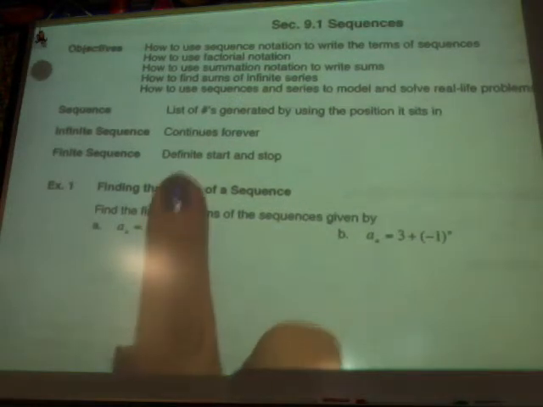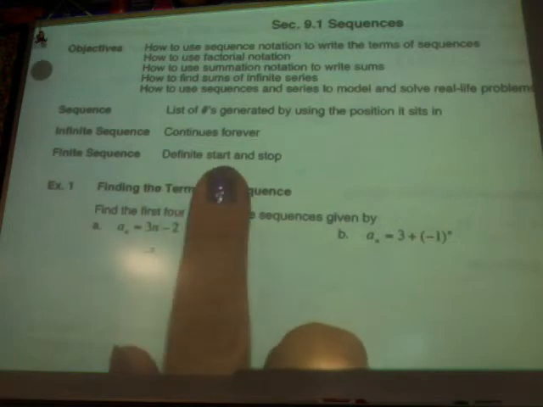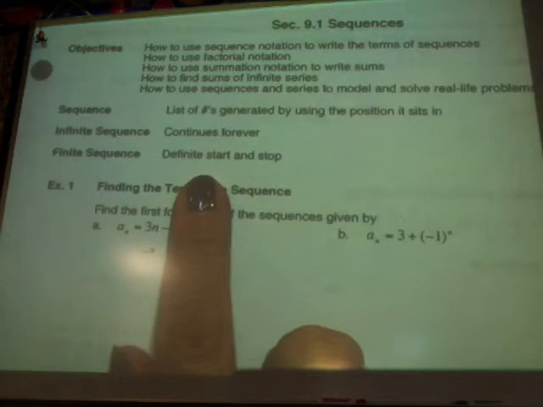And then infinite sequence just means it continues forever. It never ends. Whereas a finite sequence, there's a definite beginning and a definite ending. So there might be 10 items in a sequence. Whereas an infinite, I can't count them.